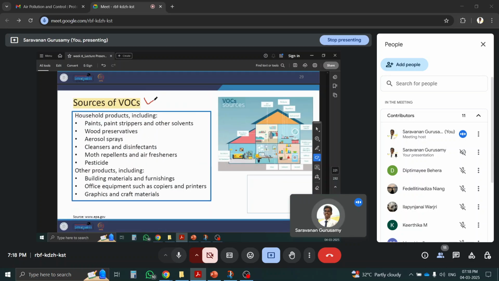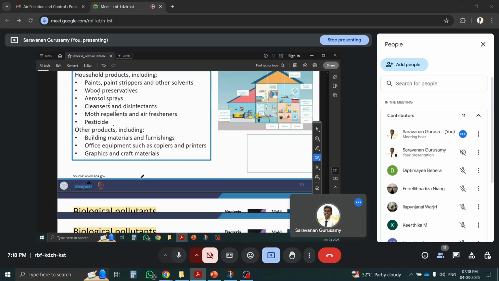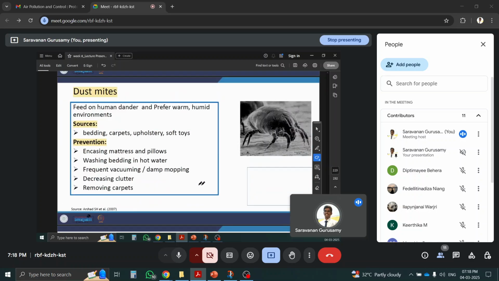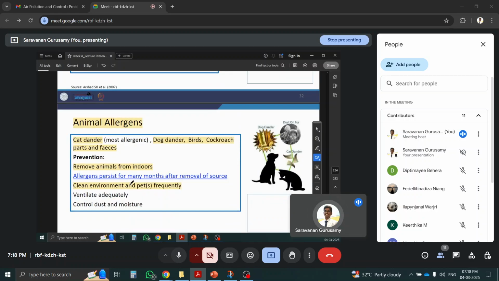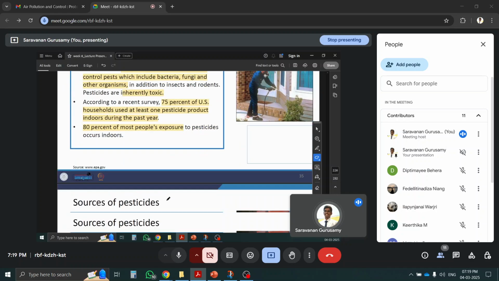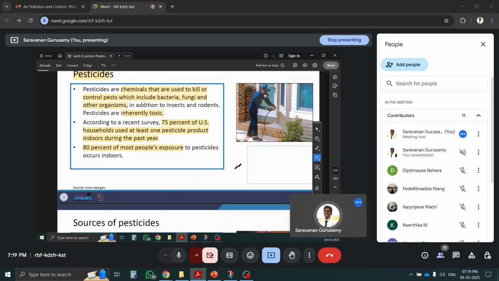So you can see where it's coming from: paints, woods, aerosol sprays, cleansers, and pesticides also, VOCs. And then the biological pollutants like bacteria, molds, pollens, viruses, these are all biological indoor air pollutants. So that may be from beds, carpets. If you are not washing the carpets for a long time, you will find this type of bacterial infection. Also animal allergens, the dander from cats, dogs, and birds, may affect the lungs. Then the molds, and then pesticides that we give to the plants.